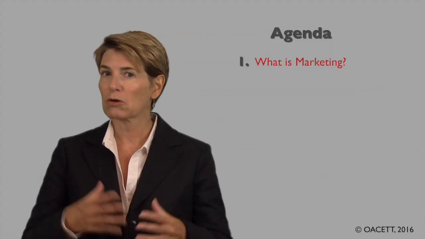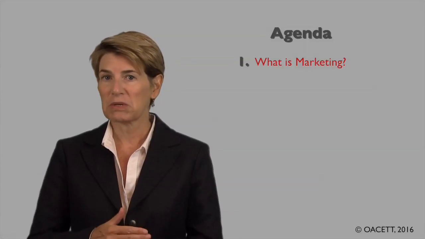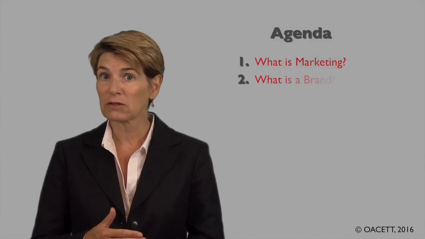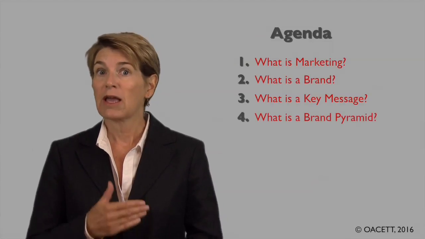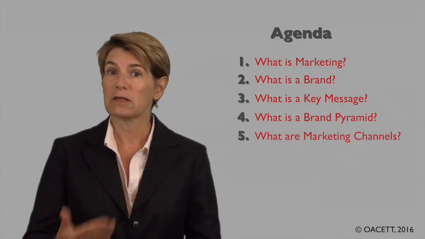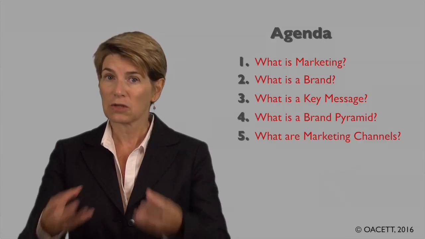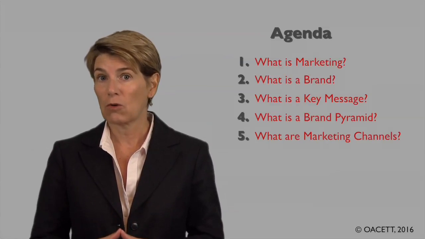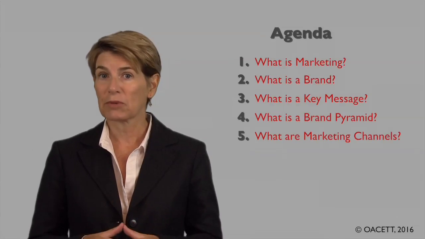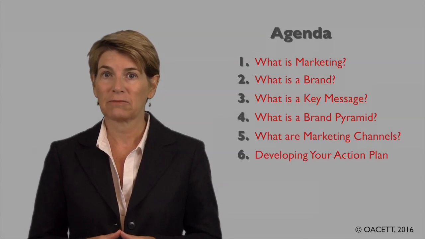We'll start the session with a big picture look at what marketing is. So what are all the activities that fall under this umbrella term? Then we're going to start looking at some of these pieces individually, starting with what a brand is, and then what a key message is, and then we're going to put that together into a brand pyramid, and then finally we'll look at marketing channels, how we get these messages out there. Throughout all of this, we're going to integrate the OACETT strategic plan so that you can really figure out how all of this applies to your work or your volunteering at OACETT. We'll finish off the session with an opportunity for you to develop your own personal action plan to put these concepts into practice.